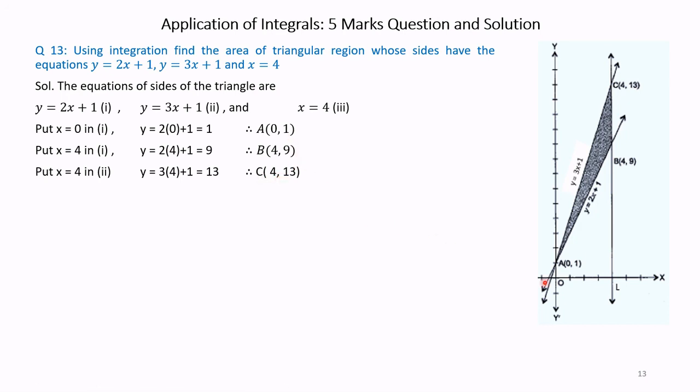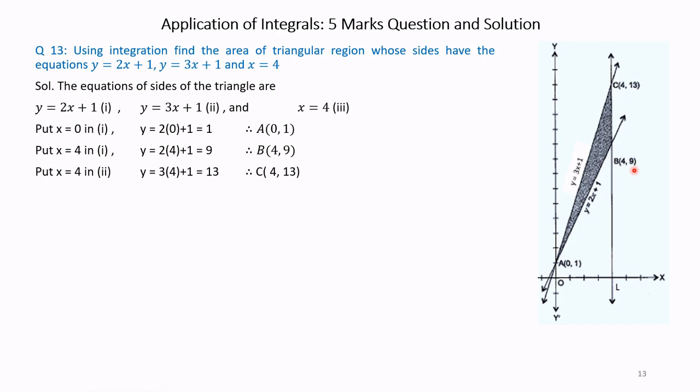So, this is a graph sheet. This is x-axis and y-axis. Perpendicular to x-axis is y-axis. When x is equal to 0, A is (0, 1). And point B is when x is equal to 4, y is 9. So, x is equal to 4 is this line, that is parallel to y. This is x is equal to 4. So, B is (4, 9). So, the point B is plotted at (4, 9).